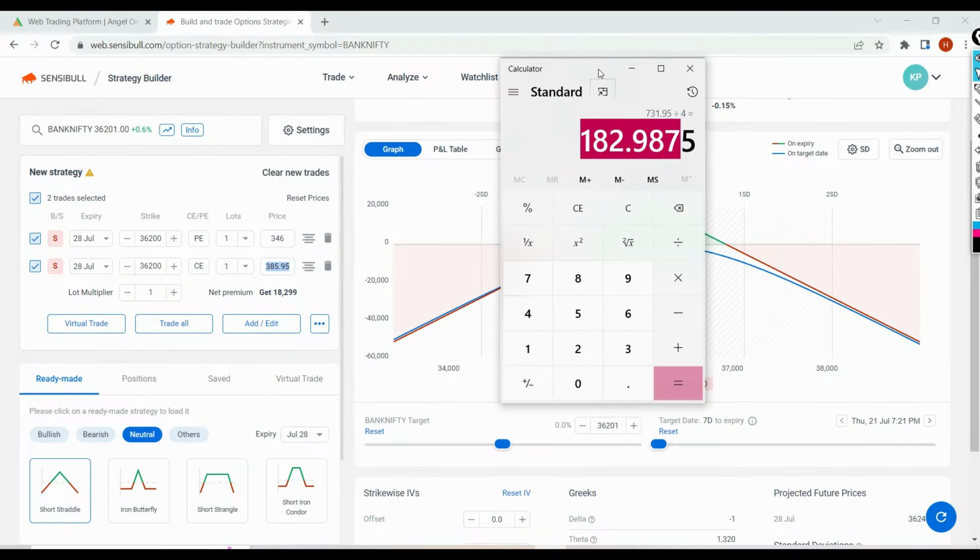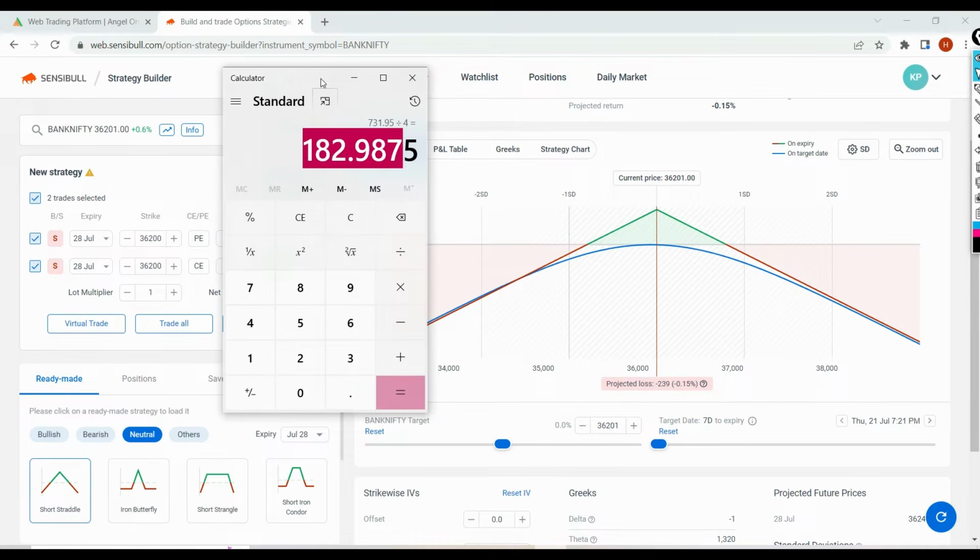So you are not supposed to do the adjustments until and unless the market makes a move of 182 points upside or 182 points downside. There are a few exceptions. I'll let you know after the demonstration. Okay, now what is your current market? Your current market stands at 36,200.